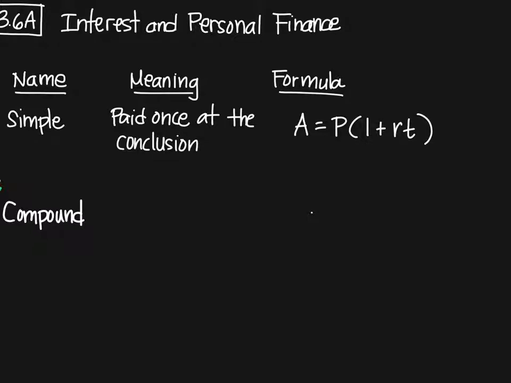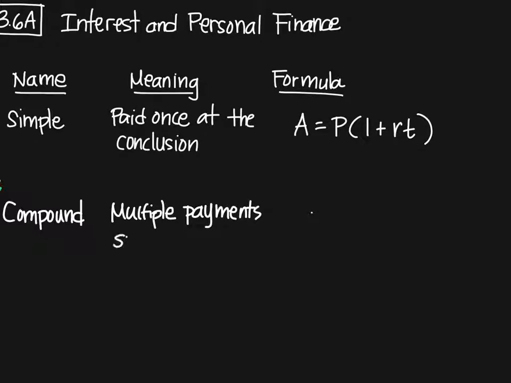The second kind is called compound. You may have heard the word compound when you talk about someone who breaks a leg or has a broken bone. It's called a compound fracture. When you talk about compound, it means it's more than once. So if you have a compound fracture, it's broken in more than one place. To have compound interest means you're paying interest more than once. So the meaning of this is that you're doing multiple payments spread over time.